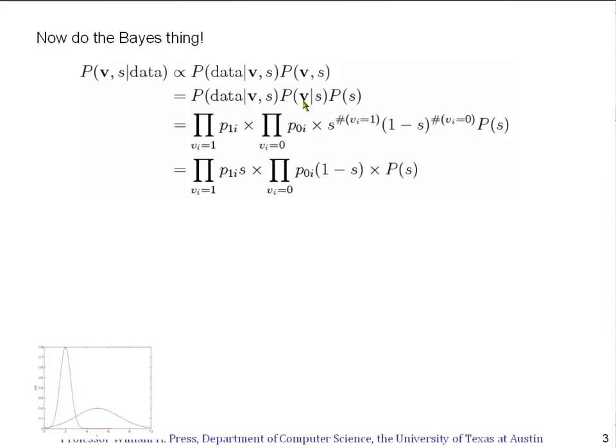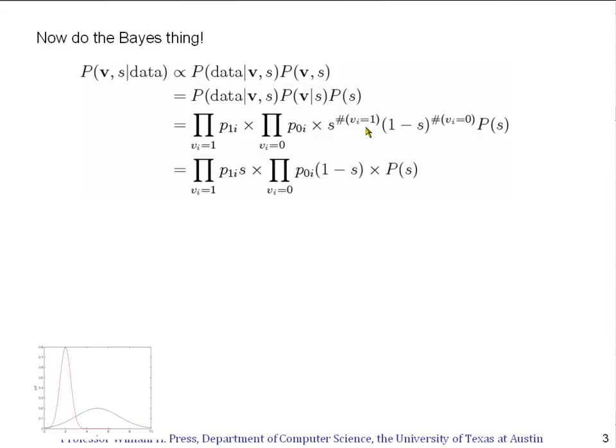Now the probability of any particular vector V given S, well, every time V is equal to 1, that's an event with probability S, and every time V is equal to 0, that's an event with probability 1 minus S. So my notation here is a little awkward. The number of powers of S we have is just the number of events with Vi equal to 1, and similarly for 1 minus S, the number of factors is the number with Vi equal to 0, times, of course, the prior on S, which goes all the way back to here.